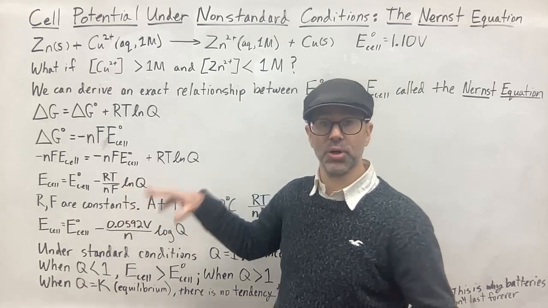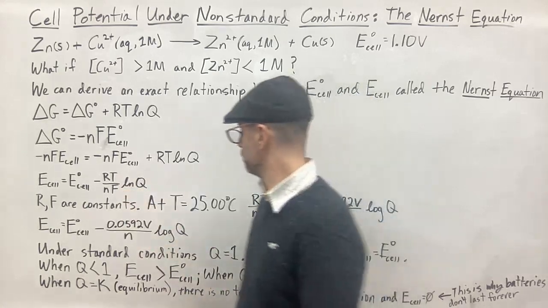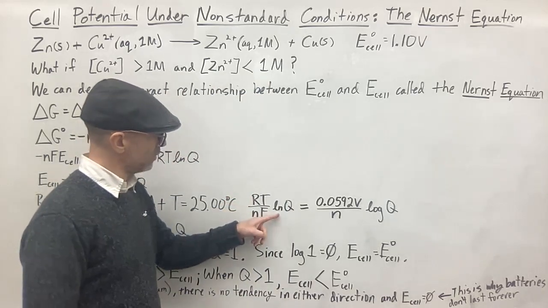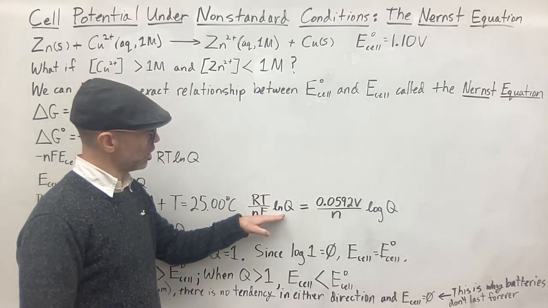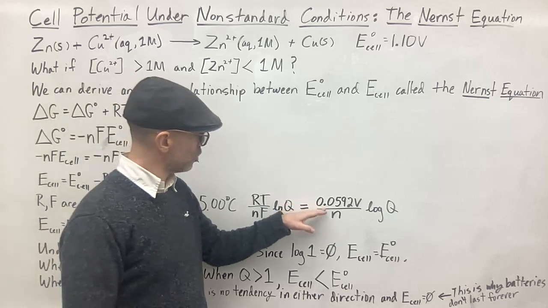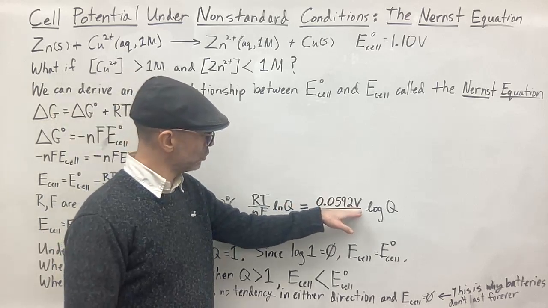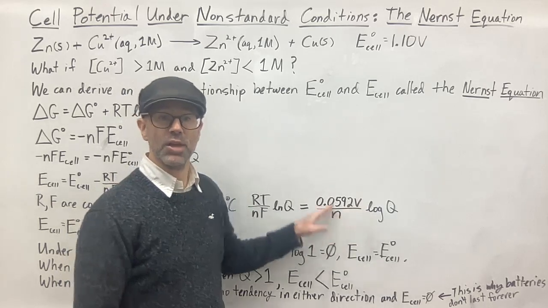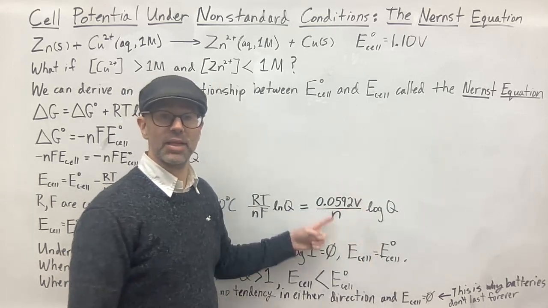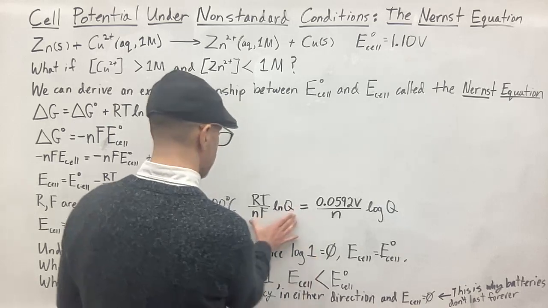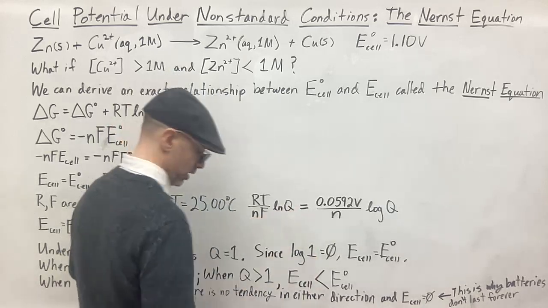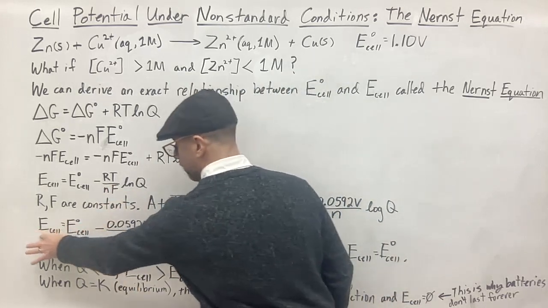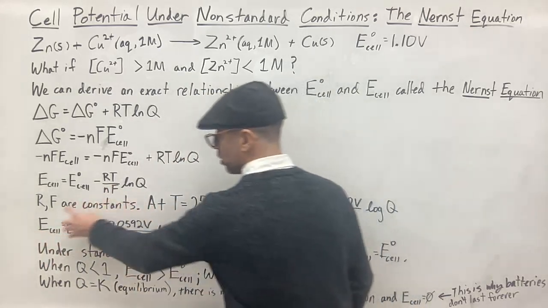And so we can put all of that into this equation. What happens is that RT over NF times the natural log of Q becomes 0.0592 volts over N times the log base 10 of Q. So now we can substitute this in our equation, and that's what we do here. Then our final equation is the Nernst equation.